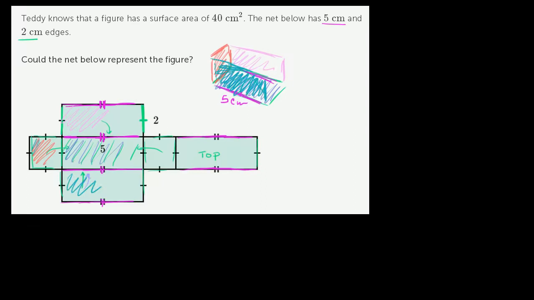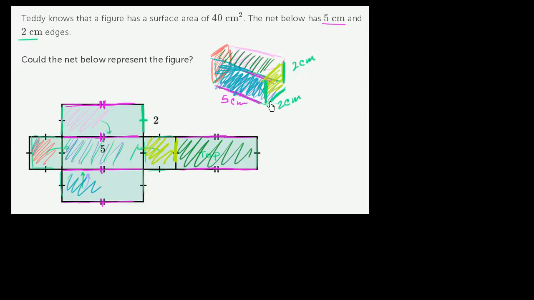And then we can fold this side in, and that would be that side. And then, of course, we have the top that's connected right over here. So this would be the top, and the top would, of course, go on top of our rectangular prism. So that's the figure that we're talking about. It's 5 centimeters in this dimension. It is 2 centimeters tall, and it is 2 centimeters wide.